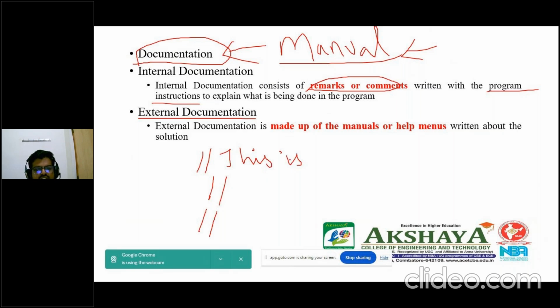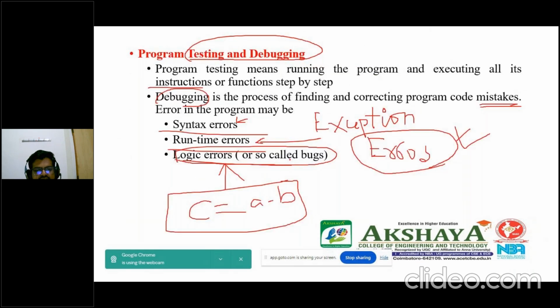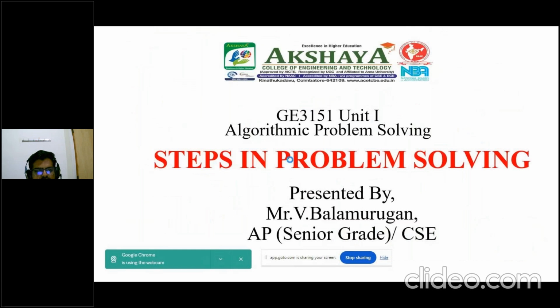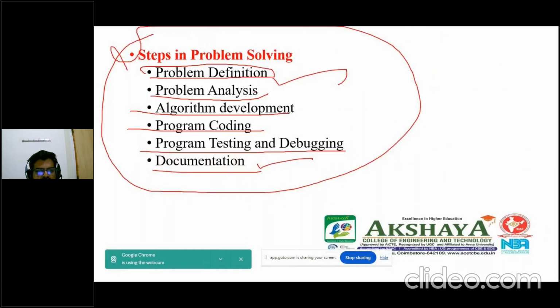So I hope you understood these concepts. These are the various steps in problem solving. Initially it starts from problem definition, where you're clearly defining the structure of the problem. Problem analysis means you're identifying the input and output. Algorithm development means you're converting your problem to an algorithm. An algorithm can be expressed in three ways: pseudocode, flowchart, and programming.